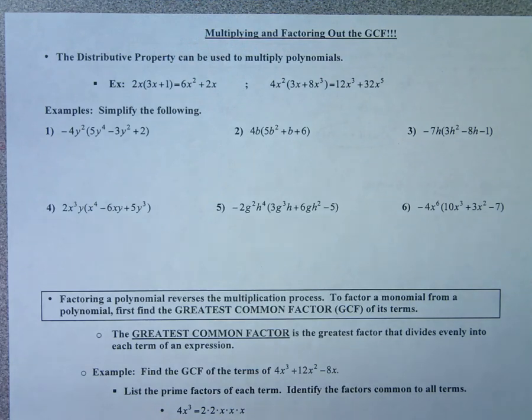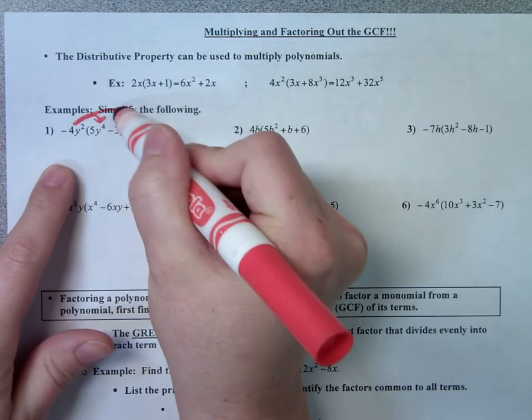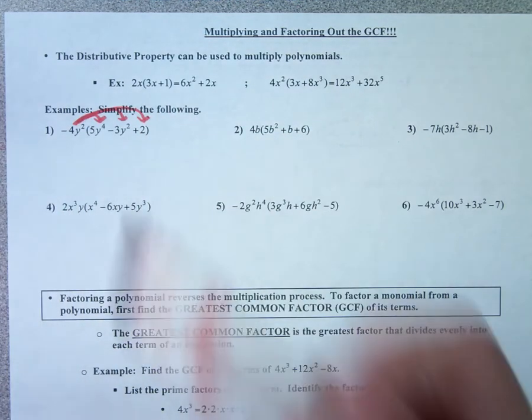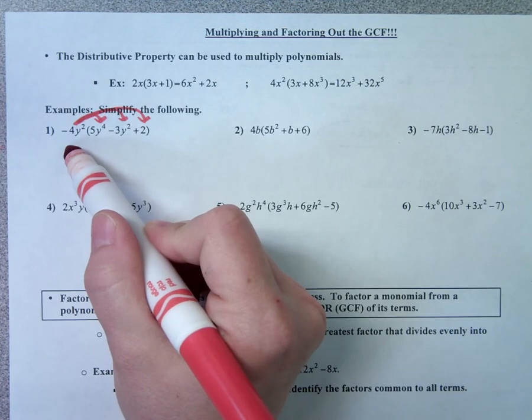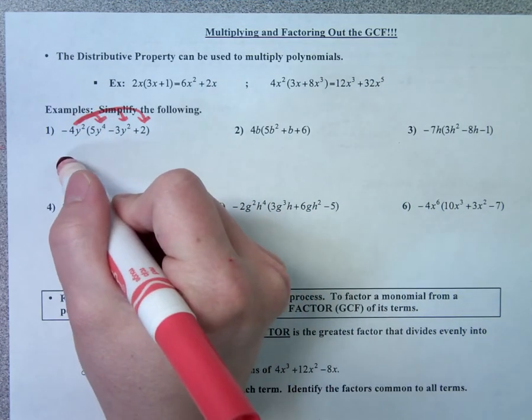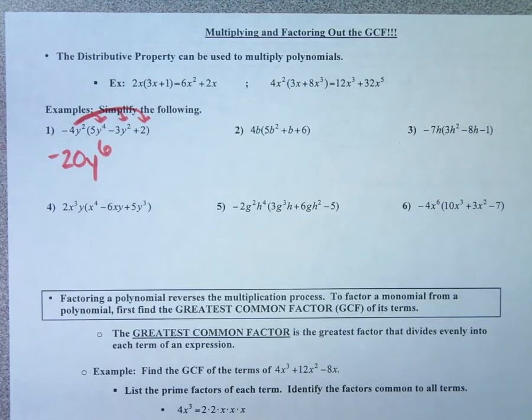I just want to do one of these real quick. Looking at number 1, if it says simplify, it means I want to distribute and get it as simplified as possible. So what is negative 4y squared times 5y to the 4th? Negative 20y to the 6th, because you add the exponents.